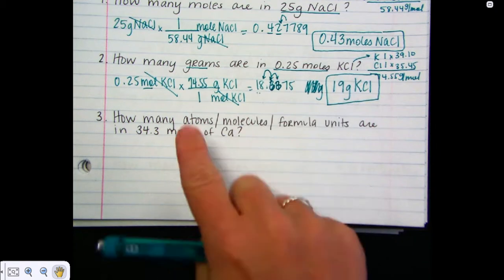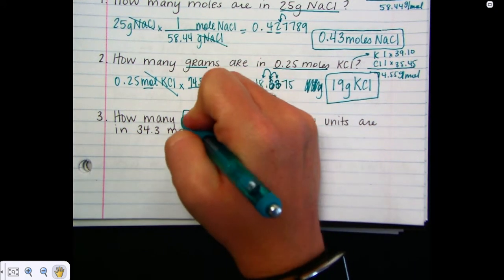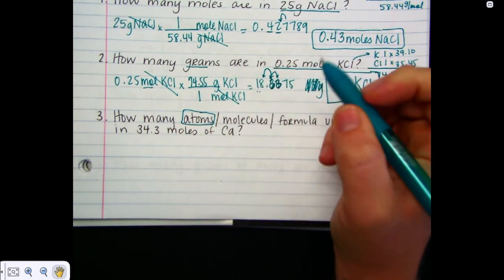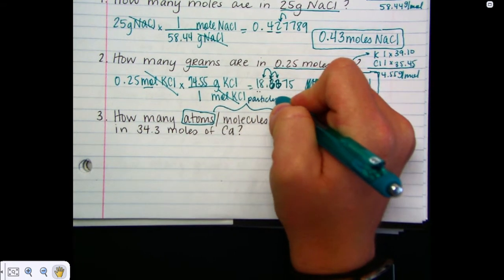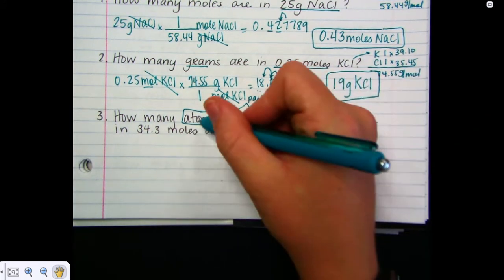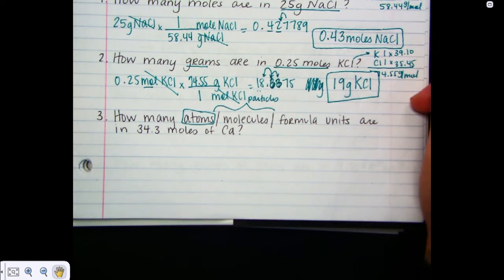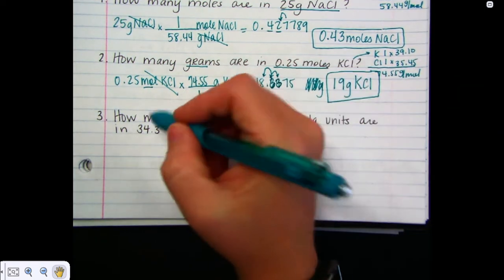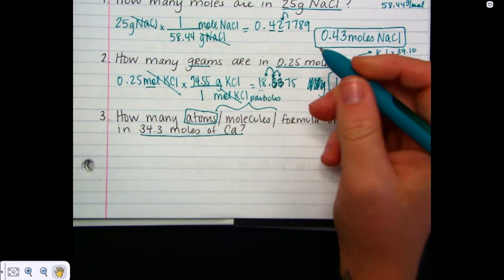So I could pick any of these. Just for this problem, we're going to go with, we're doing atoms, right? But they're all the same. They're all particles, right? The only thing that's going to change about this is the unit. I could have atoms or molecules or formula units, but the number is still going to be the same. How many atoms are in 34.3 moles of Ca?